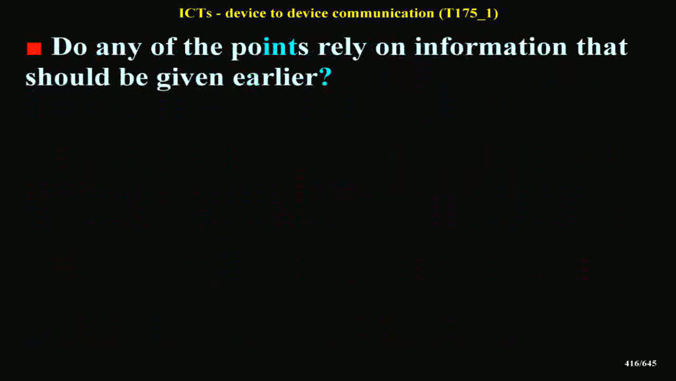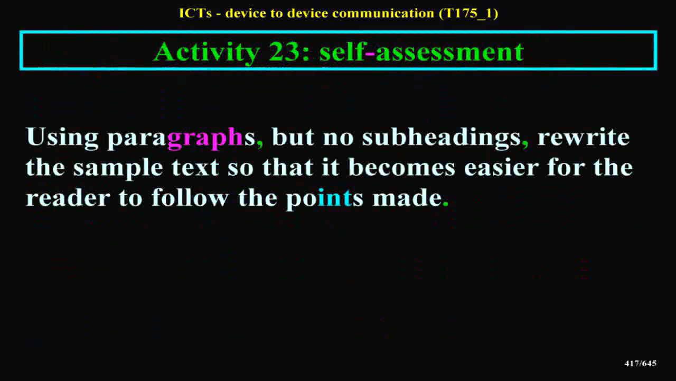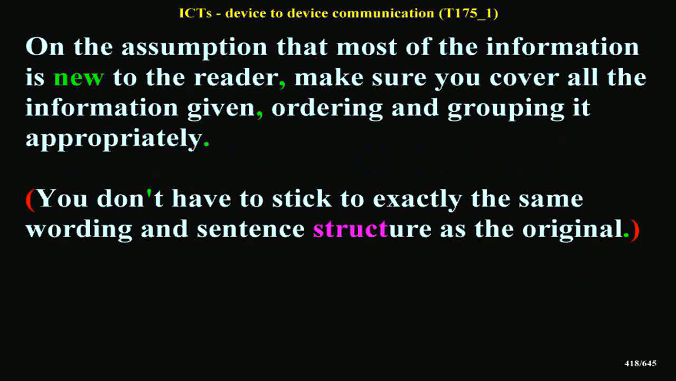Do any of the points rely on information that should be given earlier? Activity 23. Self-assessment. Using paragraphs, but no subheadings, rewrite the sample text so that it becomes easier for the reader to follow the points made. On the assumption that most of the information is new to the reader, make sure you cover all the information given, ordering and grouping it appropriately. You don't have to stick to exactly the same wording and sentence structure as the original.